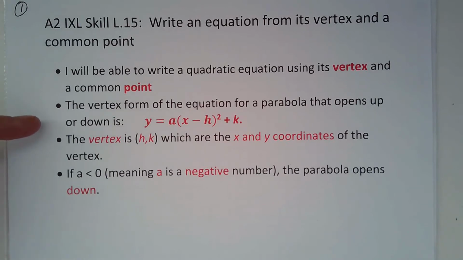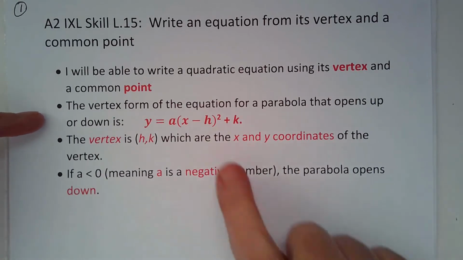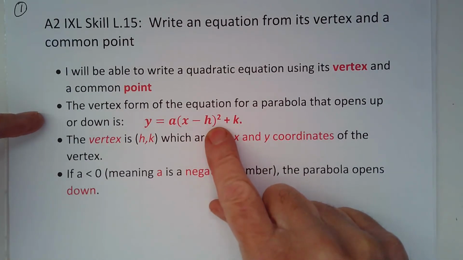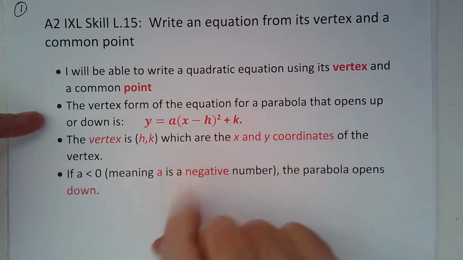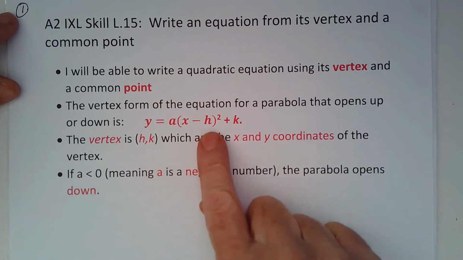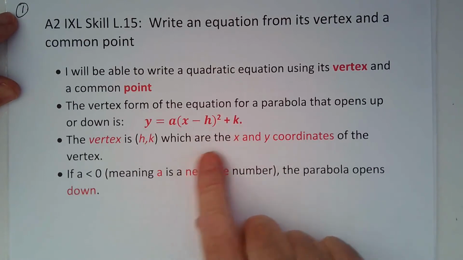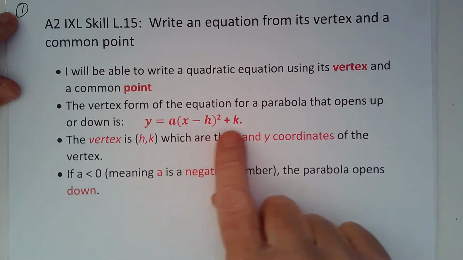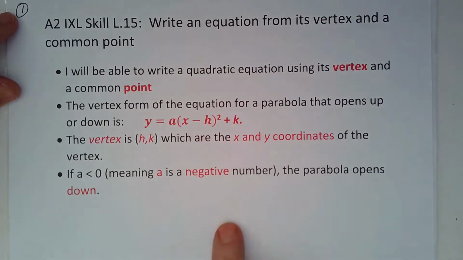And the vertex form of the equation, if you'll recollect, is this equation here, which is y equals a times (x minus h) squared plus k. And the vertex, which we commonly call h and k, those are actually the x and y coordinates of the vertex. So you take the x and y coordinates of the vertex, and they're always given to you as h and k. You would put them in here.